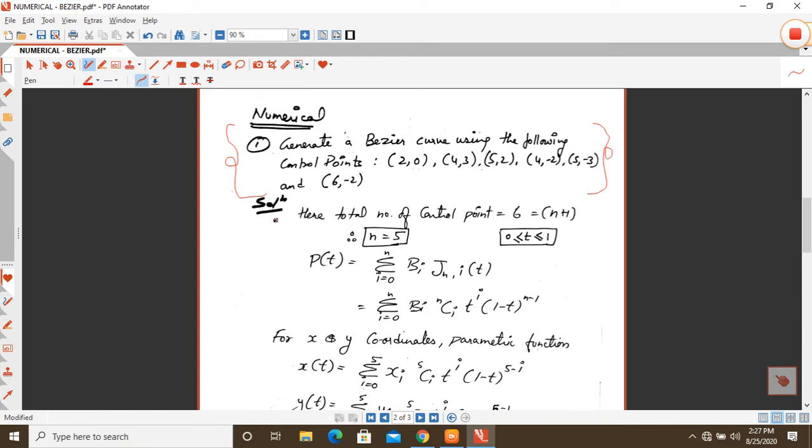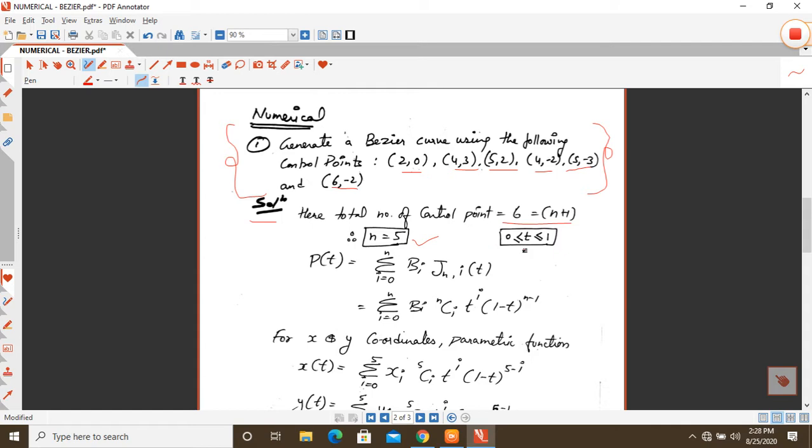So here is the solution, let's start. Here the total number of control points is 6: 1, 2, 3, 4, 5 and 6. The total number of control points is represented as n plus 1. So in this case, n plus 1 equals 6, so n becomes equal to 5.